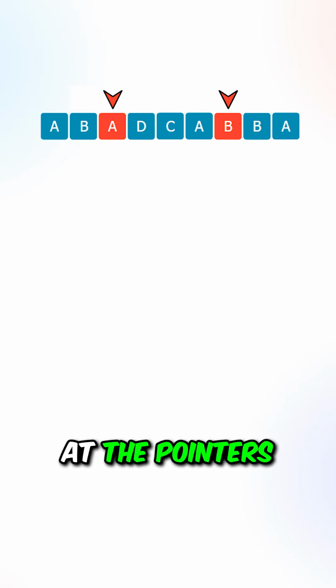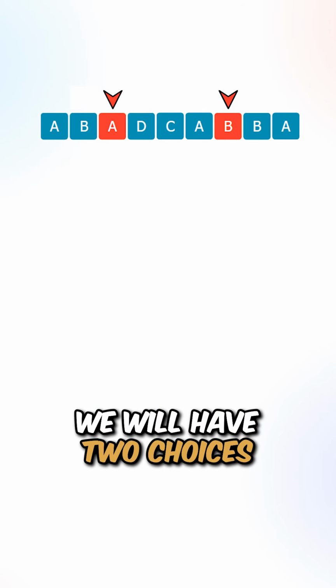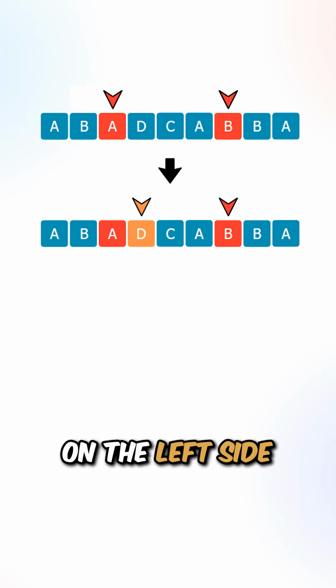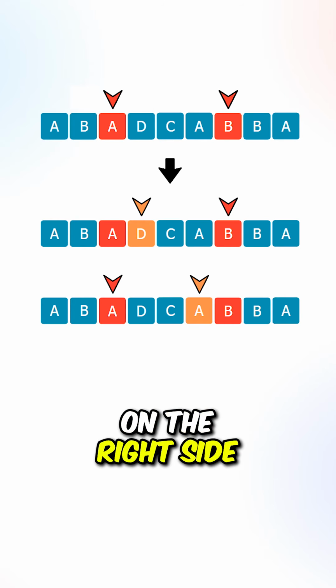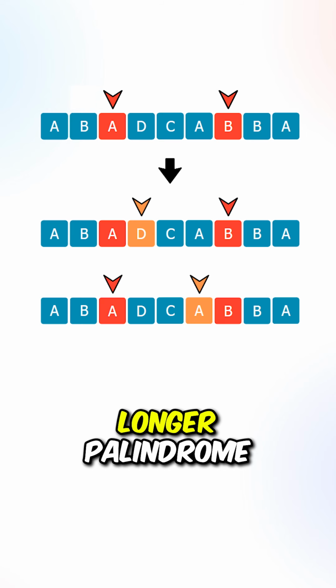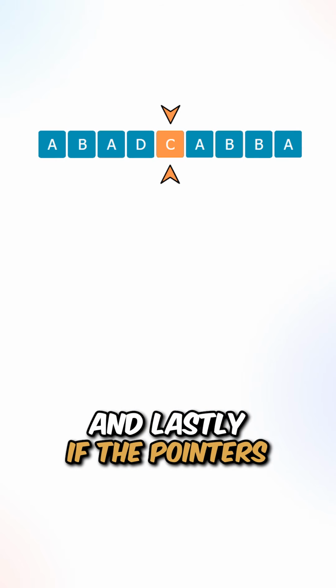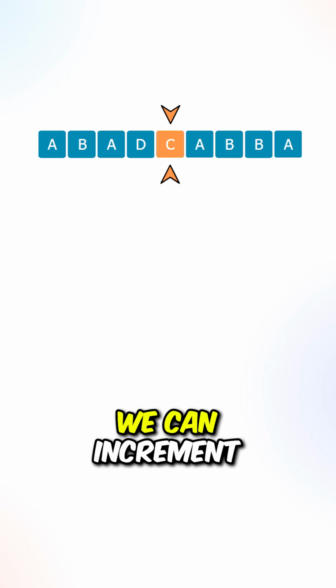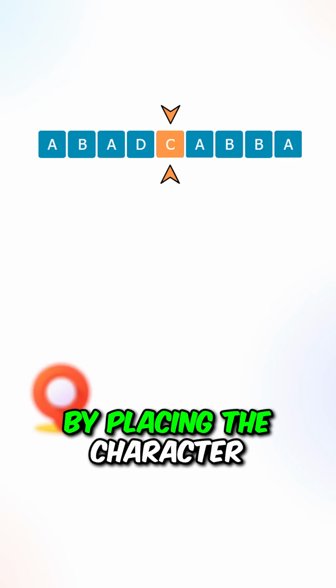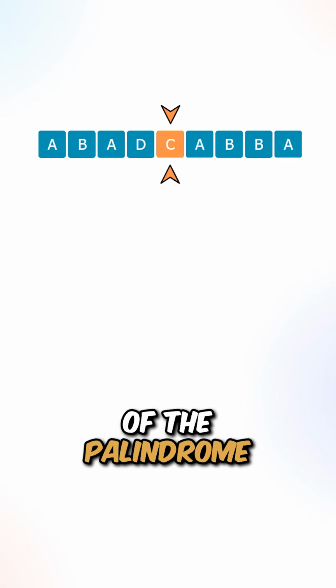If the characters at the pointers are not the same, we will have two choices. We can either skip the character on the left side or skip the character on the right side. We will pick the choice that will give us the longer palindrome. And lastly, if the pointers are at the same character, we can increment the palindrome length by 1 by placing the character at the center of the palindrome.